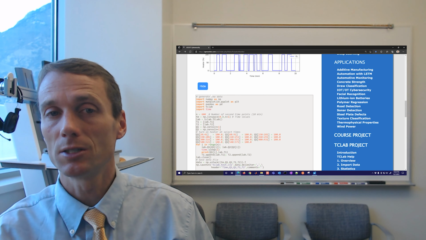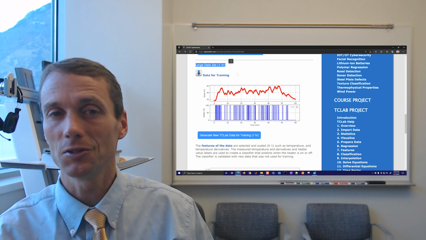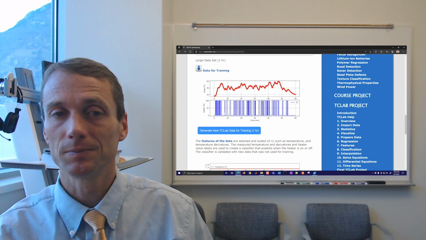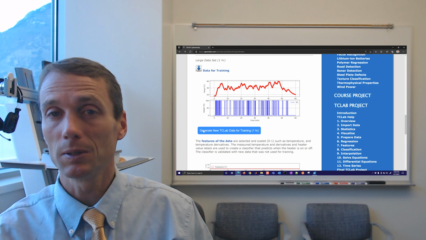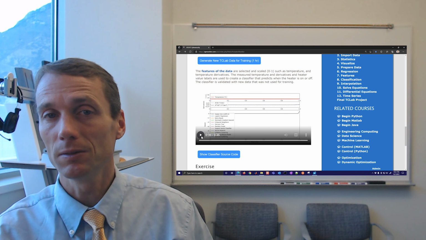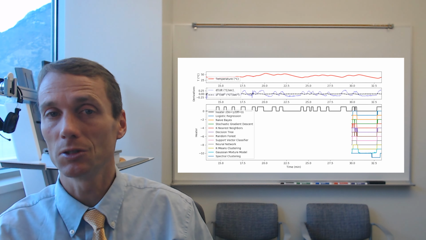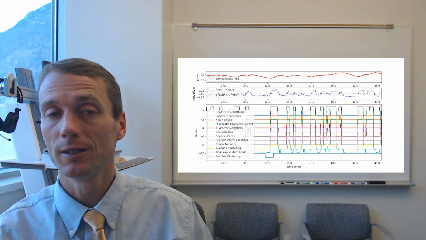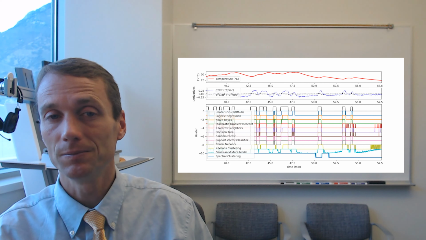There's also a large data set. Now this one, I would encourage you to use it for training. You can also use the simulated TC Lab as well, the digital twin. So the features of the data are selected and scaled between 0 and 1, such as temperature and temperature derivatives. The measured temperature and derivatives and heater value labels are used to create a classifier that predicts when the heater is on or off. The classifier is validated with new data that was not used for training.